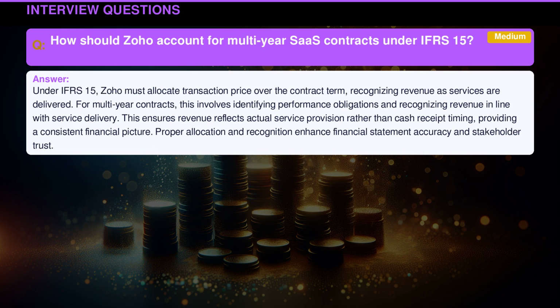Under International Financial Reporting Standards 15, Zoho must allocate transaction price over the contract term, recognizing revenue as services are delivered. For multi-year contracts, this involves identifying performance obligations and recognizing revenue in line with service delivery. This ensures revenue reflects actual service provision rather than cash receipt timing, providing a consistent financial picture. Proper allocation and recognition enhance financial statement accuracy and stakeholder trust.